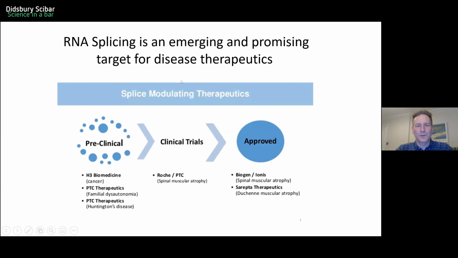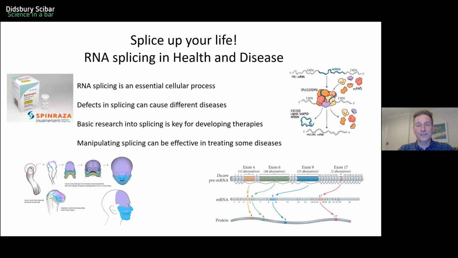Okay, so just to conclude, RNA splicing is really emerging as a promising target for disease therapeutics. There's already a couple approved drugs that target splicing and modulate splicing. There's some in clinical trials, and there's many in preclinical trials for many different diseases. And actually, this is an old slide. There's definitely more going on with looking at splicing and trying to modulate splicing for therapeutics for a number of different diseases. Okay, so I'll just sort of leave it there.